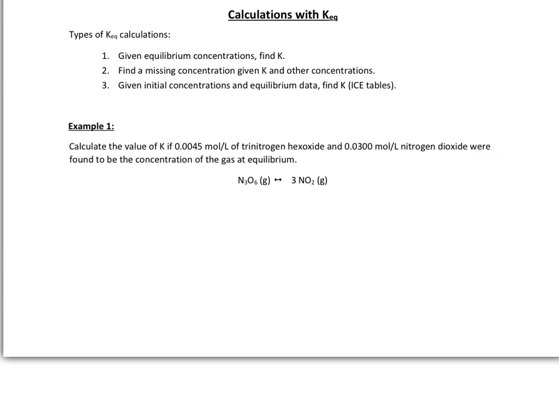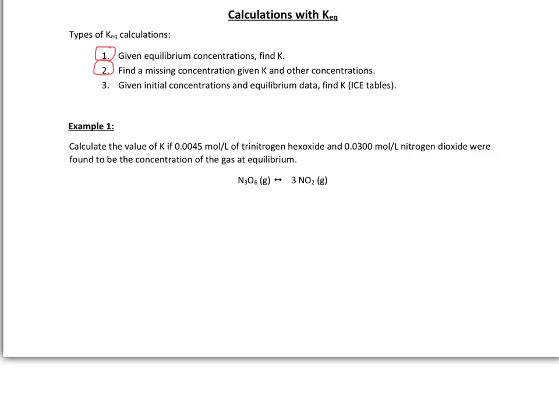Let us now look at some calculations involving the equilibrium constant. There are 3 different types of K calculations in this chapter. 1, given the equilibrium concentrations, find the value of K. 2, find a missing concentration given the value of K and the other concentrations. And 3, given initial concentrations and equilibrium data, find K. In this lesson, we will be looking at types 1 and 2. On a public exam situation, these 2 would be multiple choice questions.